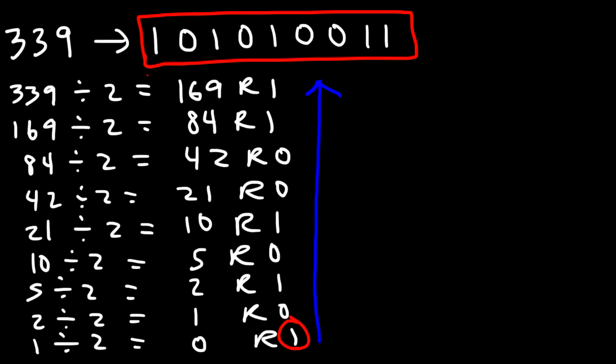And so that's it for this video. Now you know how to convert decimal numbers into binary numbers. You have 2 ways of doing it.